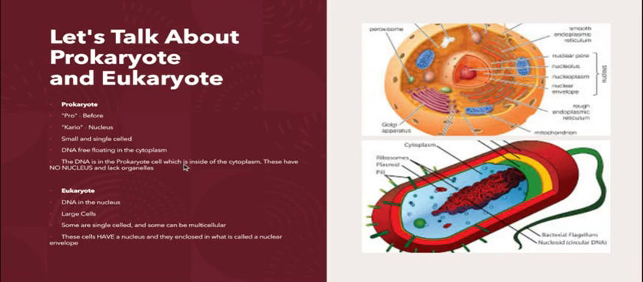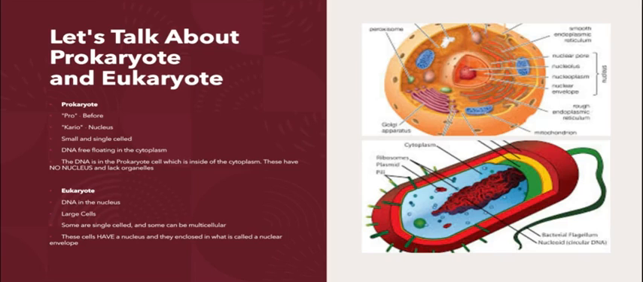It's a small single cell. The DNA is free floating in the cytoplasm. And here's the big thing: the DNA is in the prokaryotic cell, which is inside of the cytoplasm. And these have no nucleus. That's the big thing. They have no nucleus and they lack organelles.